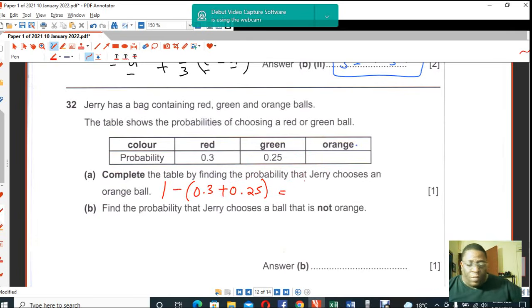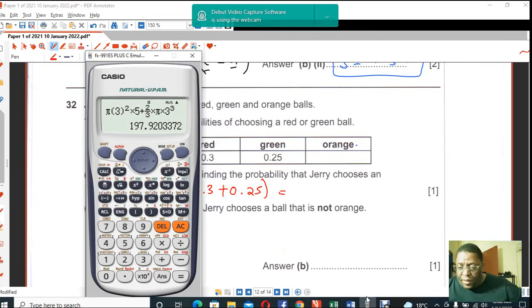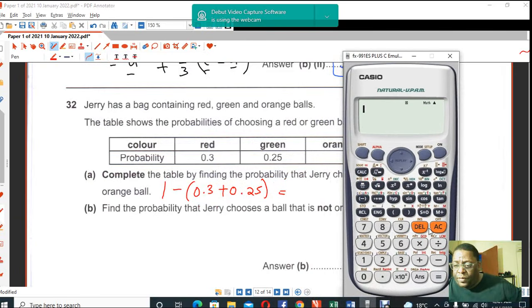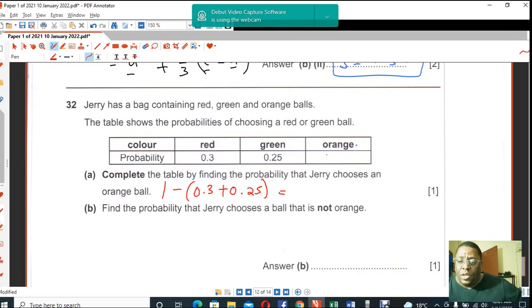Once you do that, let's grab my calculator so that I can get an exact value here. So I have 1 minus brackets 0.3 plus 0.25. Good. That's giving me 9 over 20, which is the same as 0.45. So in here, 0.45. That will be orange.